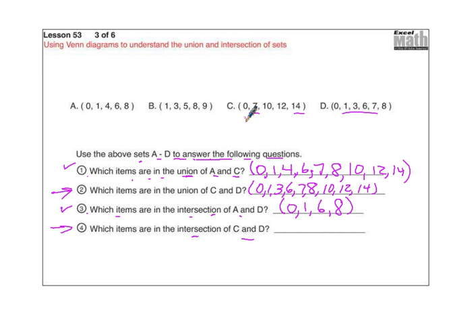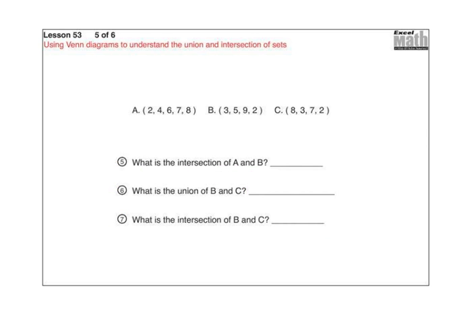Intersection of C and D, the numbers that are in both sets. We have a 0 in both. There's no 1, there's no 3, there's no 6 over here. There is a 7. There's no 8, so the intersection is just 0 and 7. All right, go ahead and pause the video, try 5, 6, and 7. Turn it back on when you're ready to see the solutions to these.